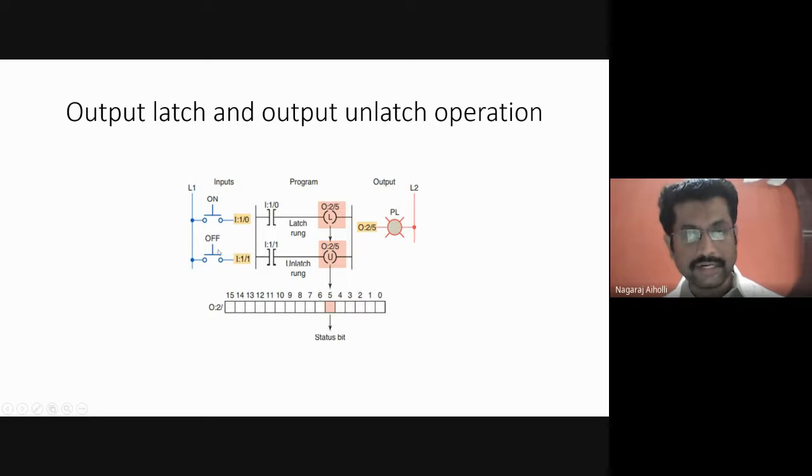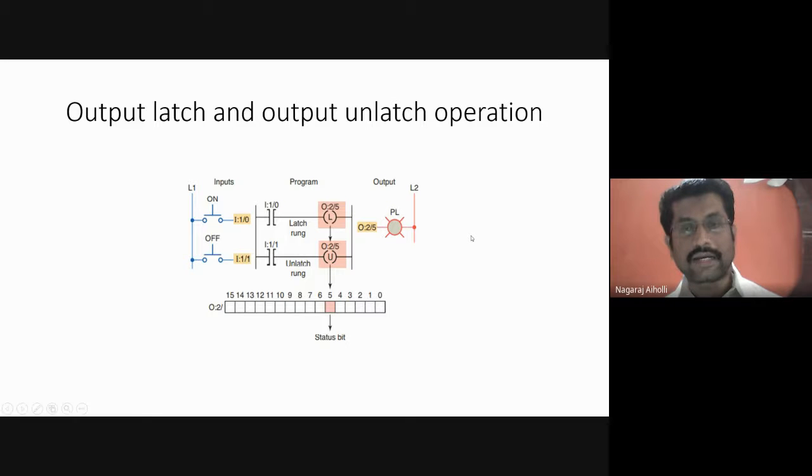Let us check the second rung. The second rung is connected with the off switch. When the off switch is energized, it is normally closed, so of course the current flows in the path. There is continuity maintained, according to our logic. And then the unlatch coil will be activated in the rung. When this unlatch coil is activated, whatever bit is set will become 0 and the pilot light will be turned off.